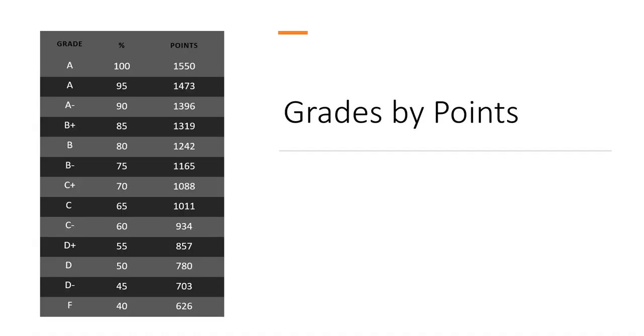Earn as many points as you can each week. A total of 1,550 points by the end of the semester will earn you an A. You can see the remainder of the points and the subsequent grades associated.